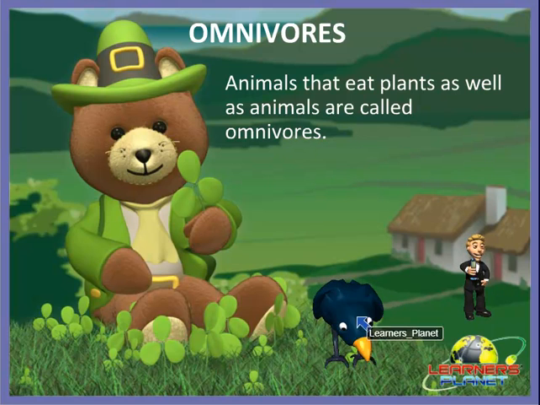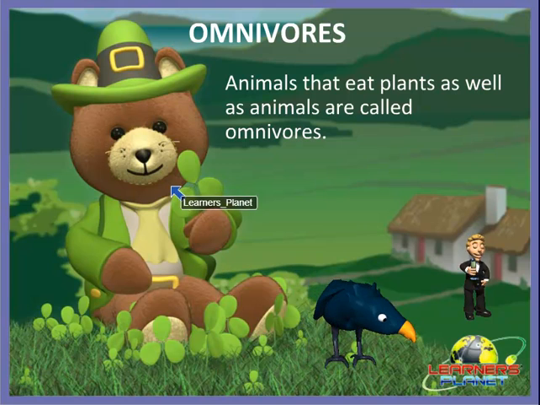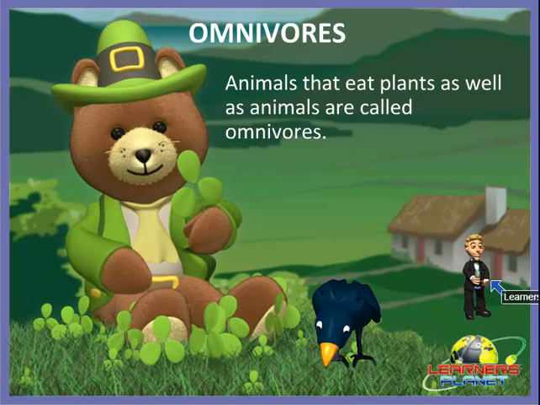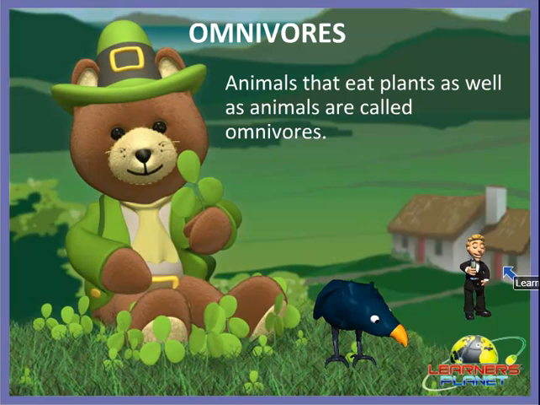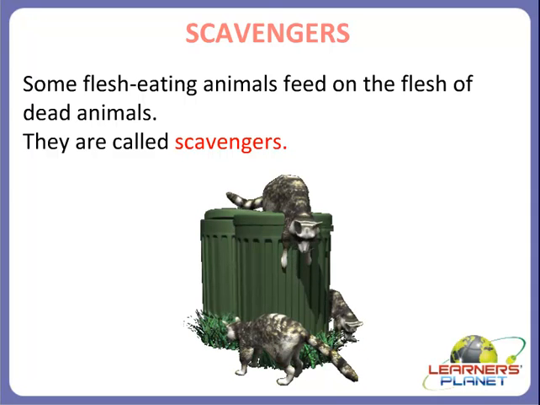Right? For example, crow, then bear, and even man. Man is also an omnivore. So always remember that we human beings are also omnivores, right? Because we eat plants as well as animals. Now let's see the next category, that is scavengers. So children, what are scavengers?